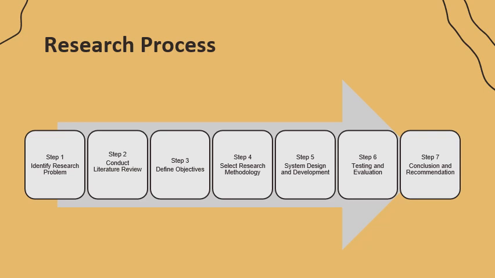For step 1, you will have to identify the research problem, followed by step 2, literature review. Step 3, define the objectives. Step 4, select research methodology. Step 5, system design and development. Step 6, testing and evaluation. And step 7, conclusion and recommendation. But for this academic research course, you just finish off until research methodology, right? System design and development, step 5, step 6, and step 7 will be done in the final year project.